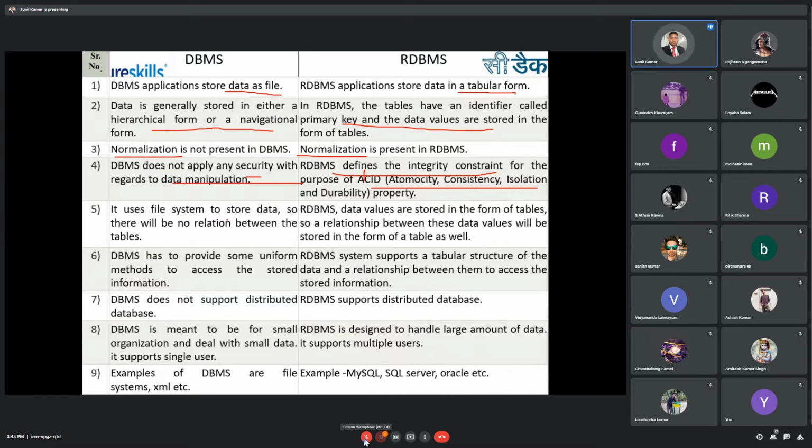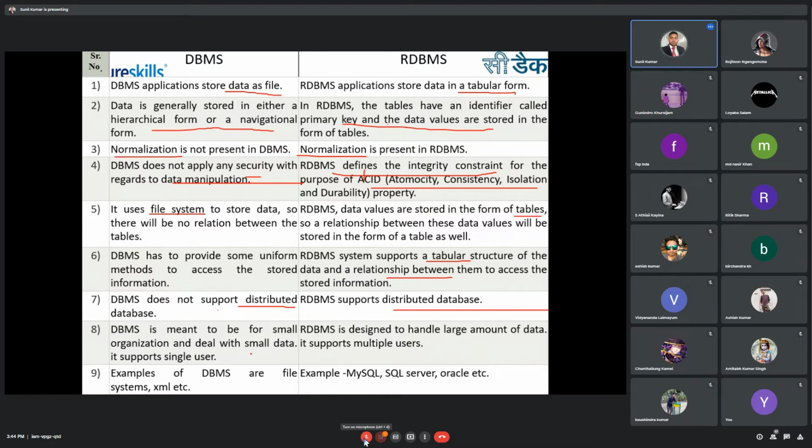DBMS uses a file system to store the data, while RDBMS uses the table form. Already I have explained both. DBMS provides a uniform method to store data, while RDBMS provides the tabular structure and relationships to access the data. DBMS does not support distributed database, while RDBMS supports distributed database. That means DBMS will always work on centralized data, while under RDBMS we can store data on many systems and can process and integrate data on a single system.